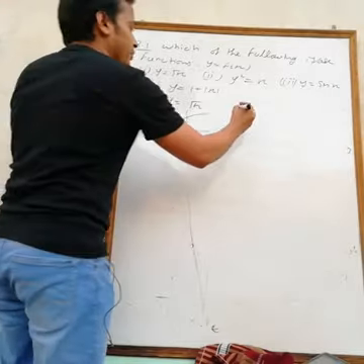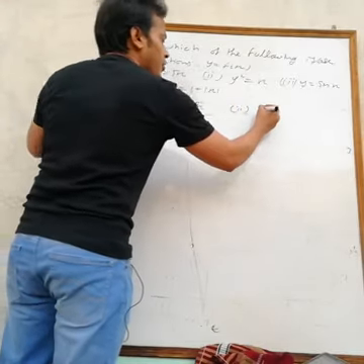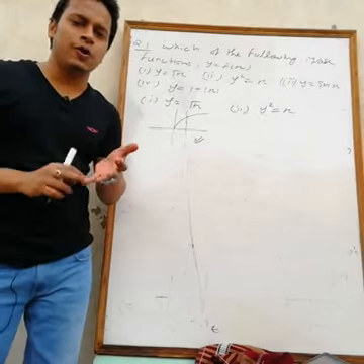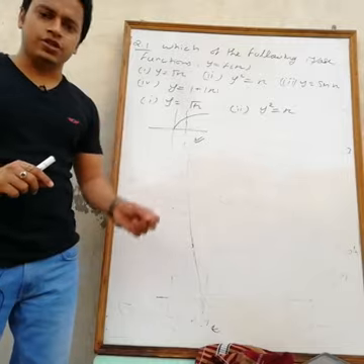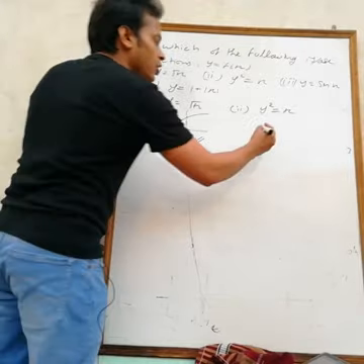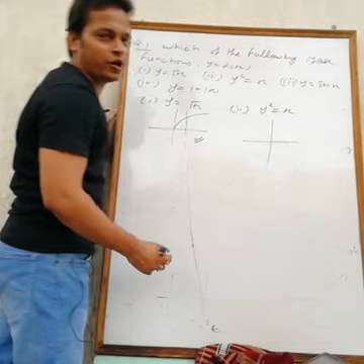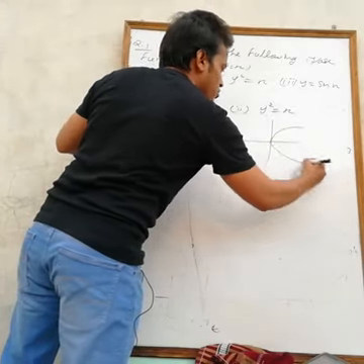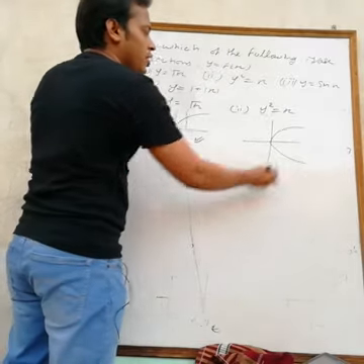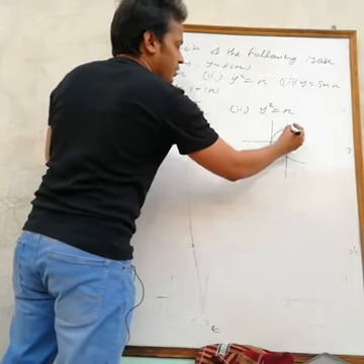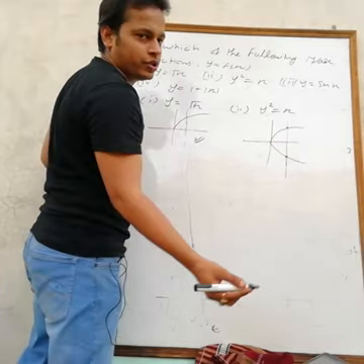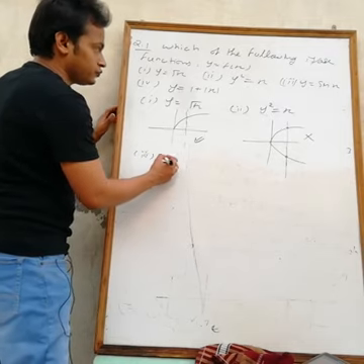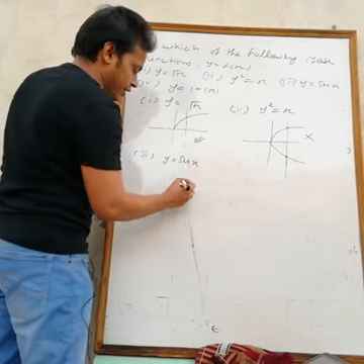Second one, y square equals x. Y square equals x is a parabola. If the power of one variable is 2 and the power of the other variable is 1, the graph represents a parabola. The power of x is 1, so it opens toward the positive x axis. This is y square equals x. Now I can draw a line which intersects the graph at 2 points, more than 1 point. So this is not a function. Third one, y equals sine x.